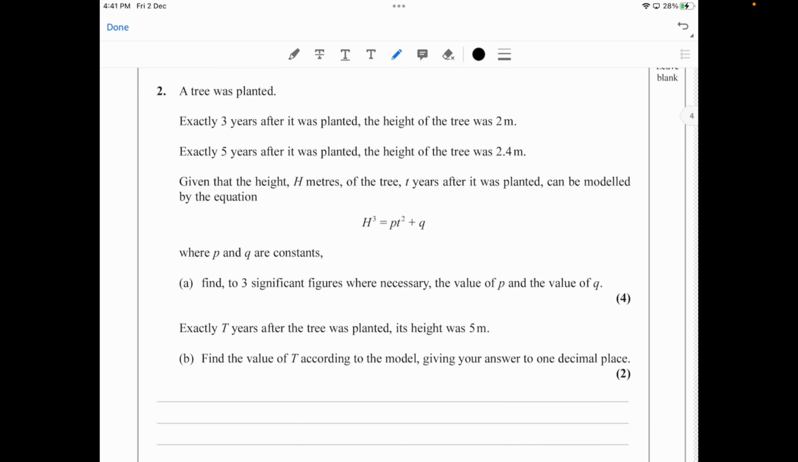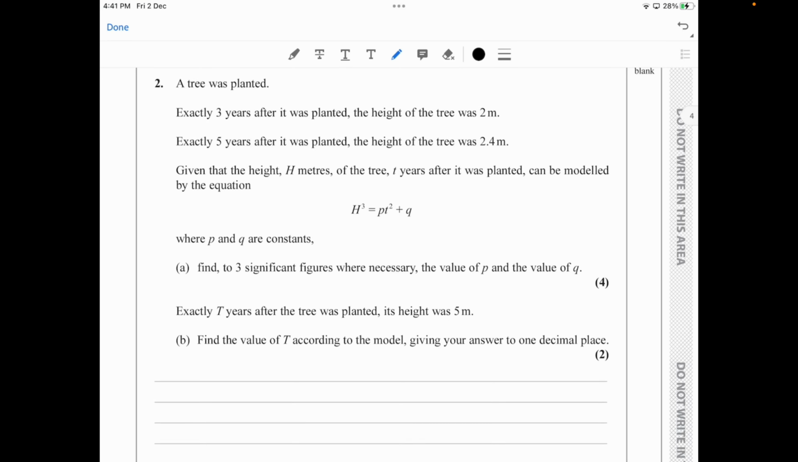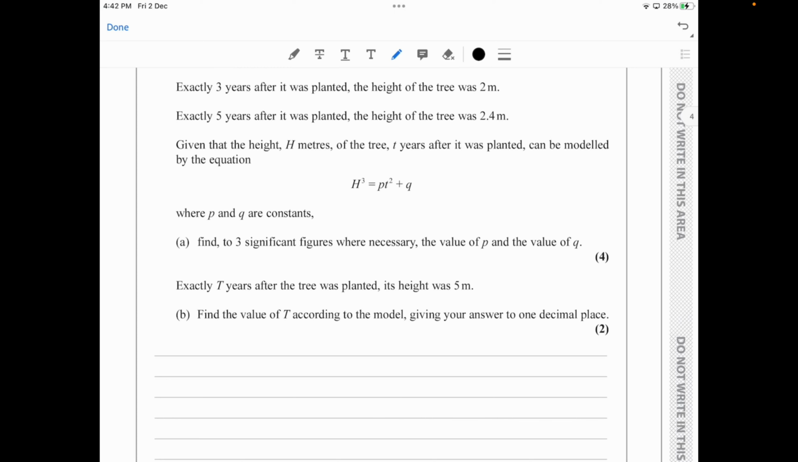Okay, the next question is more worded. A tree was planted; exactly 3 years after it was planted, the height of the tree was 2 meters. Exactly 5 years after it was planted, the height of the tree was 2.4 meters. Given that the height, h meters, of the tree t years after it was planted can be modeled by the equation h^3 = pt^2 + q, where p and q are constants, find, to 3 significant figures where necessary, the value of p and the value of q.